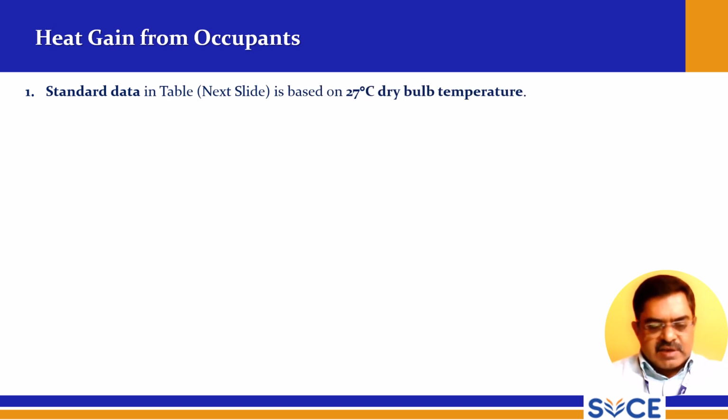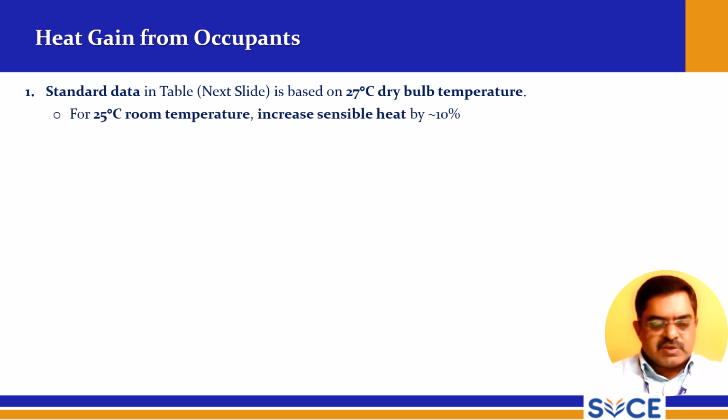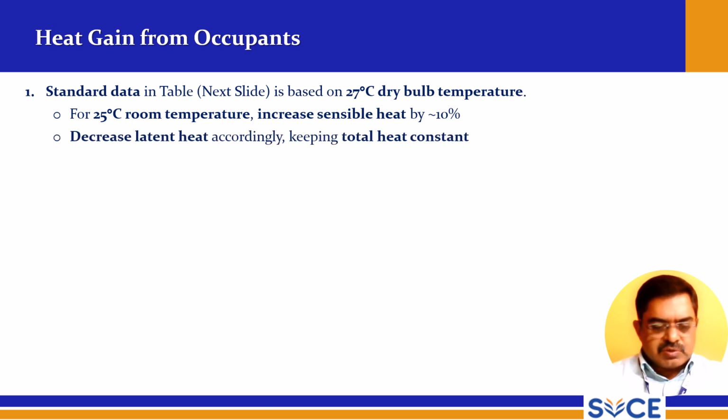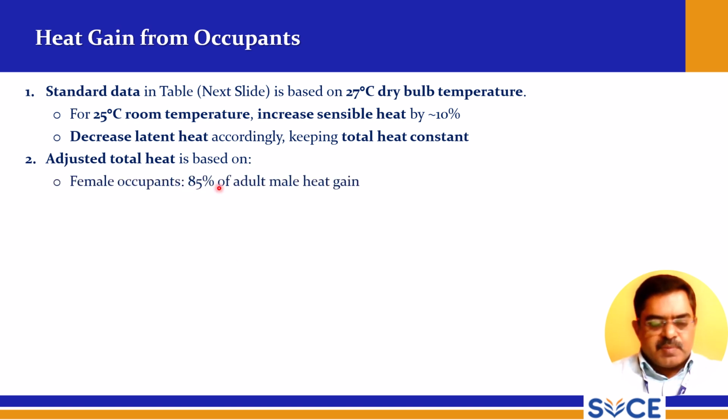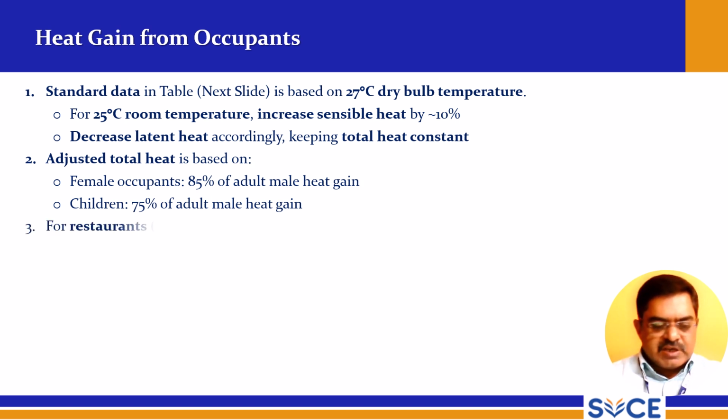The next slide is based on 24 degrees Celsius dry bulb temperature. For a room temperature of 25 degrees Celsius, increase sensible heat by approximately 10 percent and decrease latent heat accordingly, keeping the total heat constant. Adjusted total heat is based on female occupants at 85% of adult male heat gain, and children at 75% of adult male heat gain. So adult male heat gain is higher than that of females as well as children.